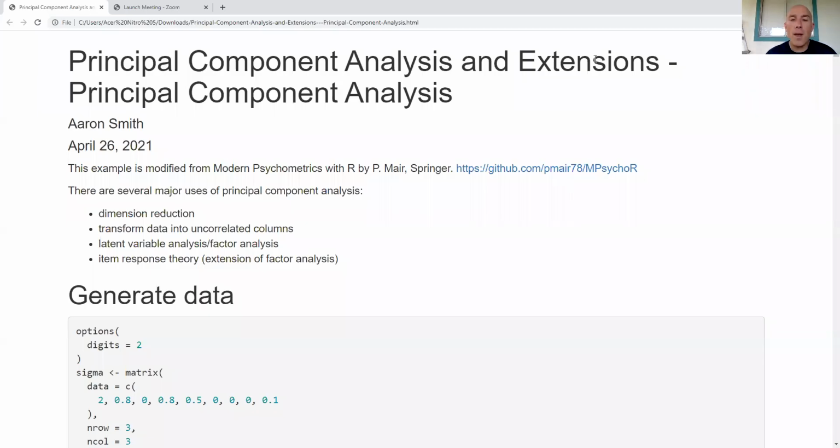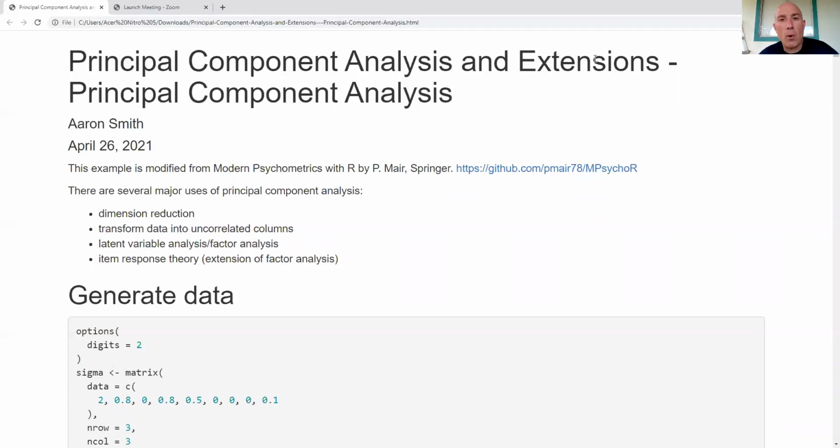Hi, in this video, we want to take a look at principal component analysis and the extensions. So here, we're going to take a look at PCA, and principal component analysis kind of lives in two worlds in a way. One side, it's very useful for things like machine learning. Other side, it's useful in latent variable analysis. And so when we're dealing with it, we actually get two aspects of the same thing.